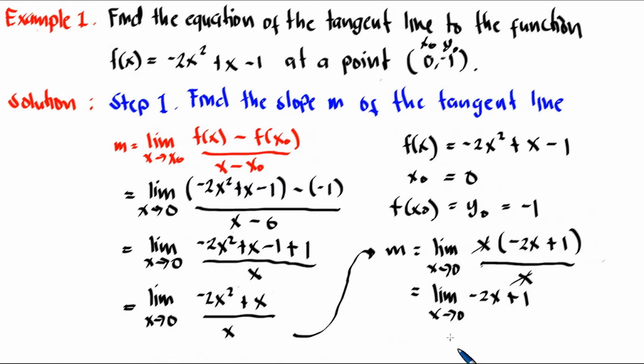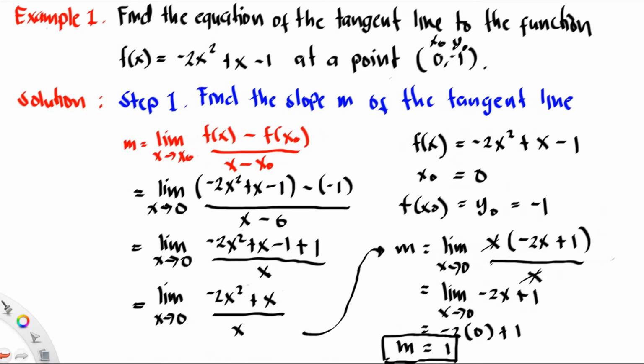So here we can now evaluate our limit. We simply plug in 0 for the x variable into our resulting function. So that is negative 2 times 0 plus 1. That gives us the value of m, or the slope, which is equal to 1. So this is now our slope, the slope of the tangent line, which is equal to 1.